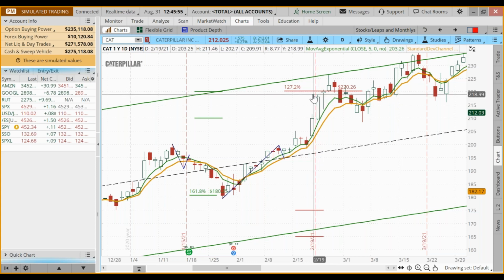Did I leave some on the table? Yeah, I probably did, but was I glad I got out at this point? Yeah. And this was only 7 days, 5 trading days, and we made 7.2% of margin. Okay.